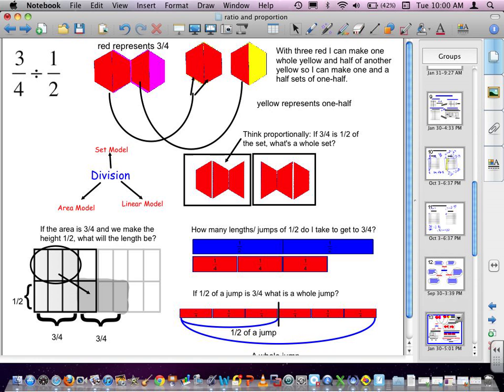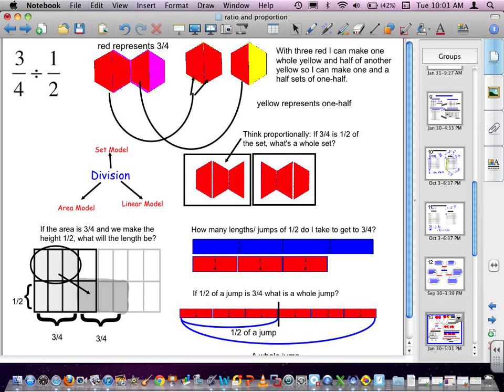Some people like to think of a concrete example. So in this case, a yellow represents a half, right? Because the pink is 1. So I can use 2 reds to make 1 whole set of a half, and then I can use 1 red to make another half a set. So my answer is 1.5 or 3/2. Are you okay with that? Okay, so that's the model we did.